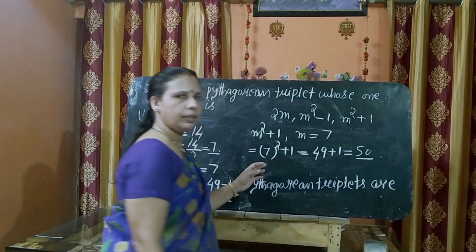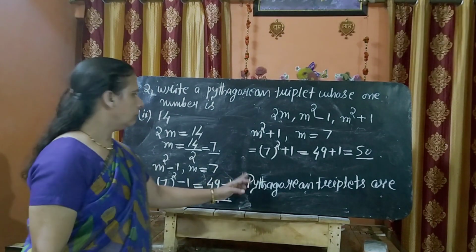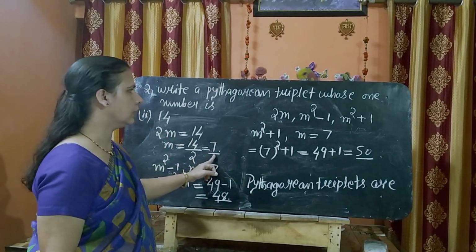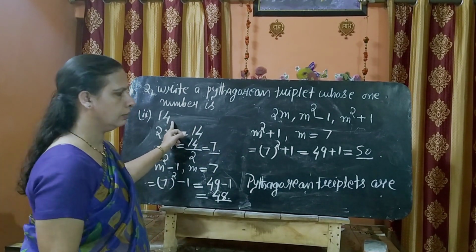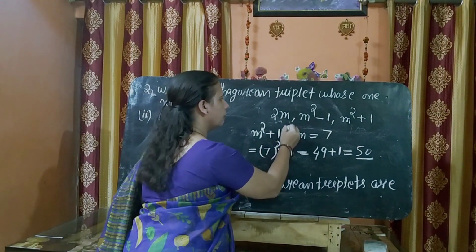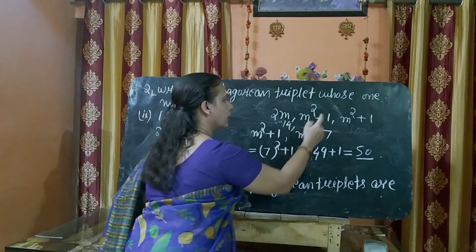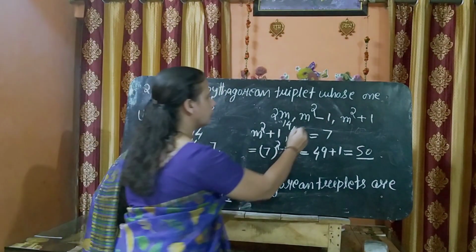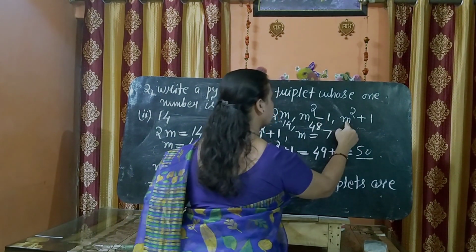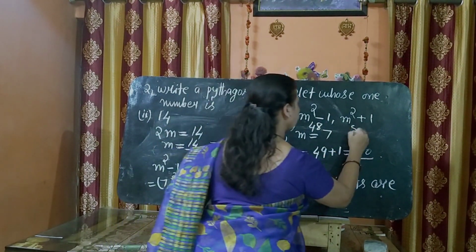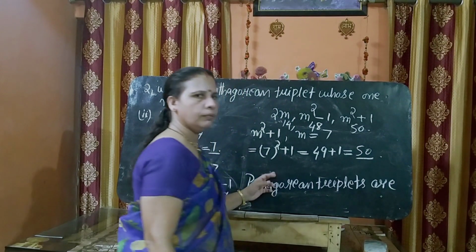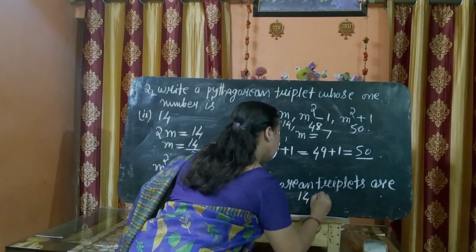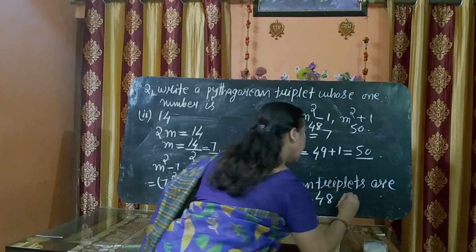Then what are the Pythagorean triplets we got? Here 2m is equal to 14. M square minus 1 is 48. M square plus 1 is 50. So the Pythagorean triplets are 14, 48 and 50.